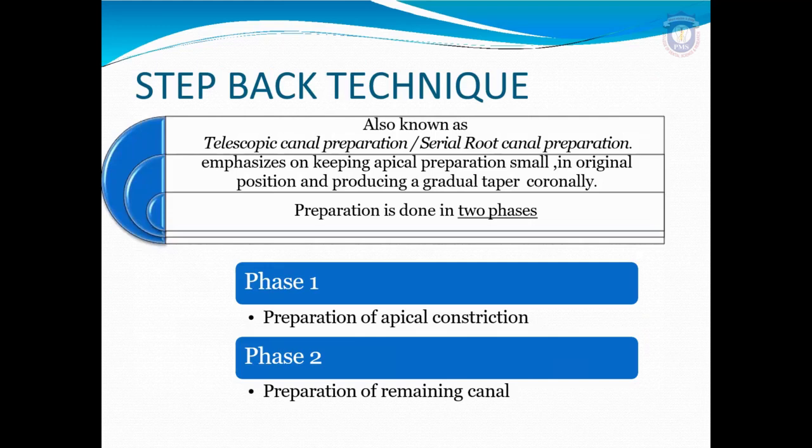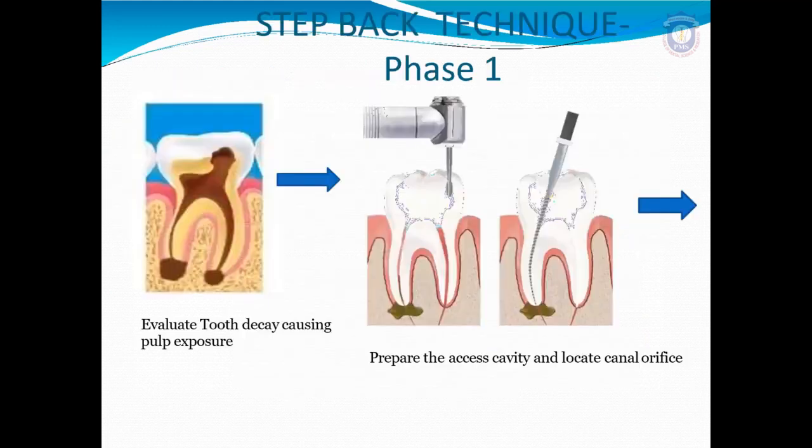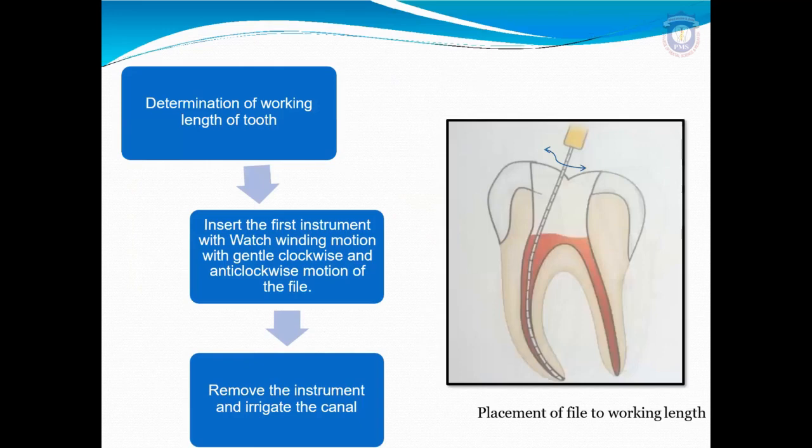The preparation is done in 2 phases. Phase 1, preparation of the apical construction. Phase 2, preparation of the remaining canal. In step back technique or phase 1, first evaluate the tooth for decay, which causes the pulpal exposure. Prepare the access cavity as shown in the diagram and locate the canal orifice. Further, determination of working length is done.